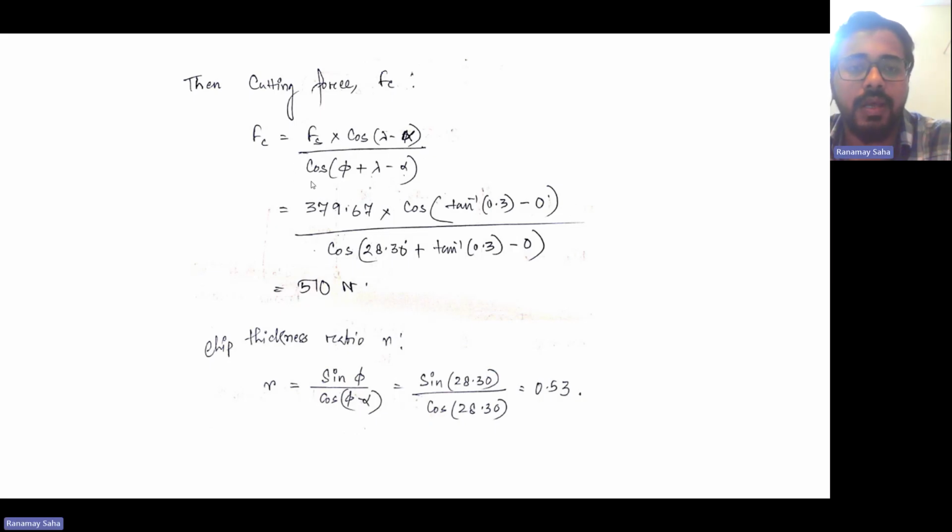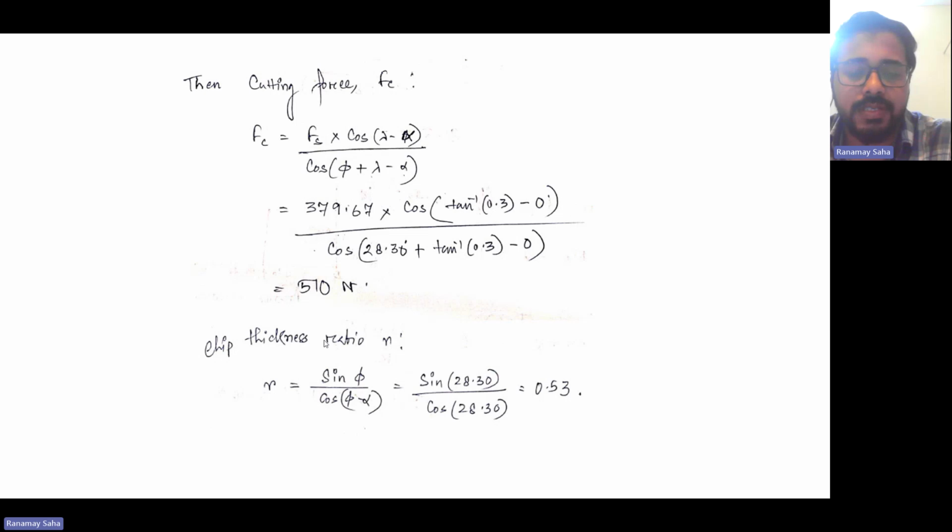Let's replace it in terms of the shear force value, the cosine of the combination of all those angles. Now you know all those values. Shear force we have found in the last step. You have a friction angle. The angle is given in the problem, and the shear angle phi has also been found. So totally you can find out 510 newtons.